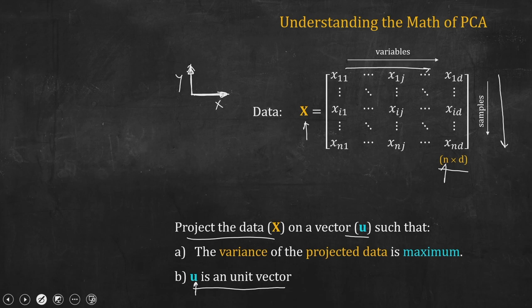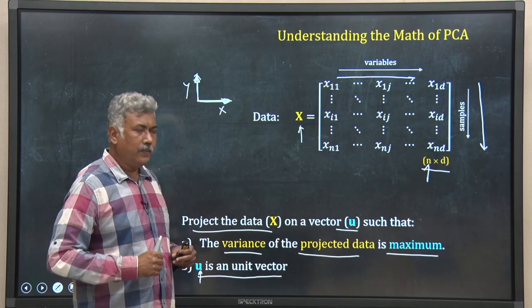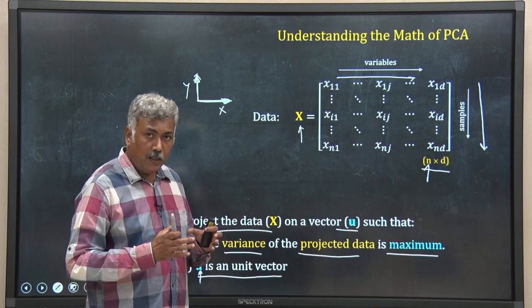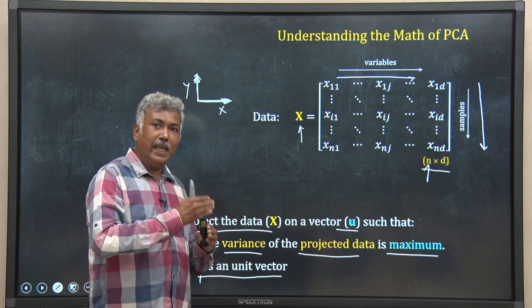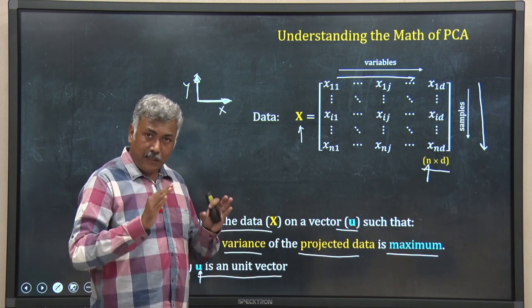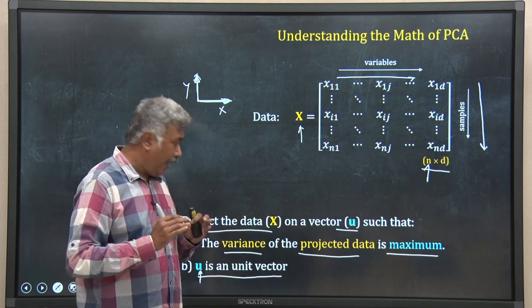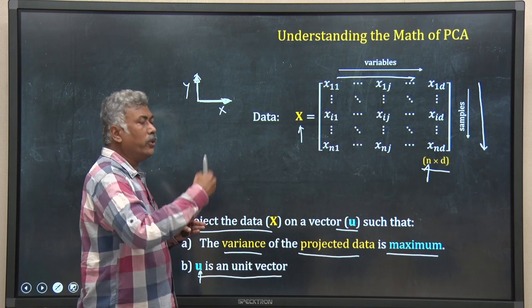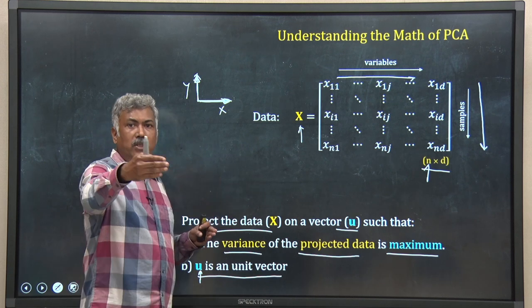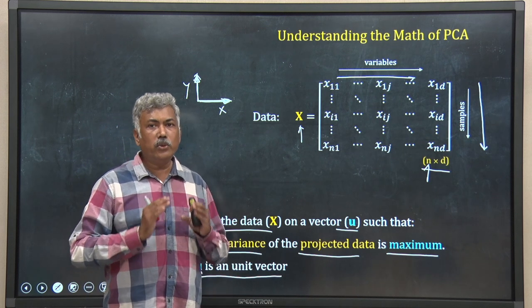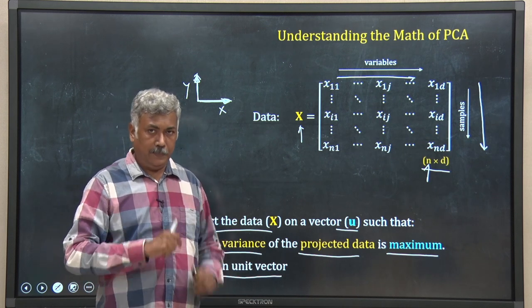And on projection, the variance of the projected data will be maximum. Let me repeat. I want to get a new vector U and project my data X on that new vector, such that this U vector that I have chosen is a unit vector, and the variance of the projected data along this U vector is maximum. That is what I want to do mathematically in PCA.